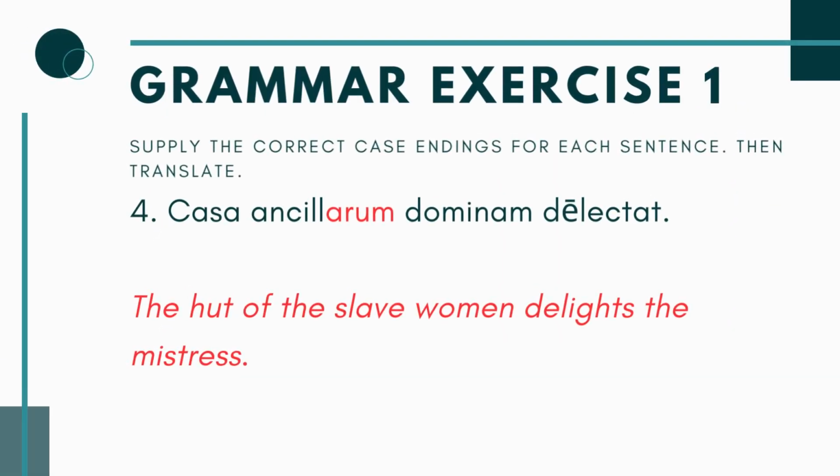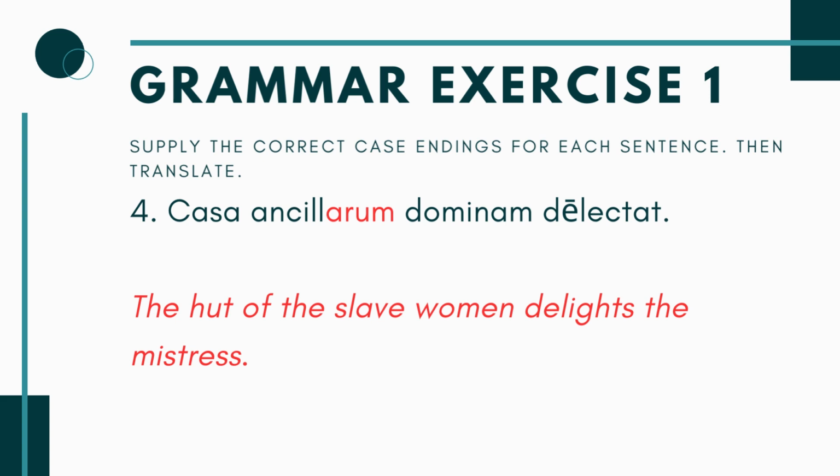In number 4, you have casa ancil blank, dominam delectat. So the subject here is casa. It has to be because it has the A ending. So what is the hut doing? The verb is delectat, right? And singular because we have a singular subject. So you're saying the hut delights, okay? Who or what does the hut delight? Dominam. That's my accusative direct object. So my main idea is the hut delights the mistress, okay?